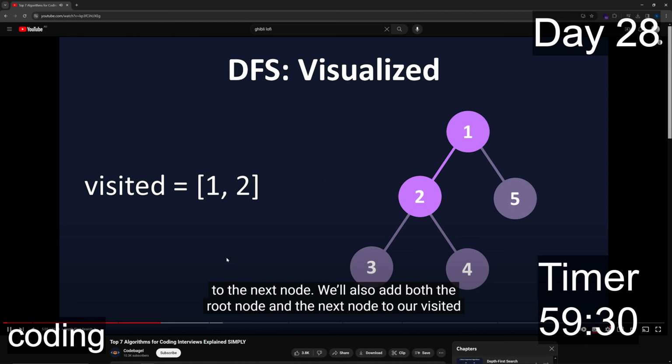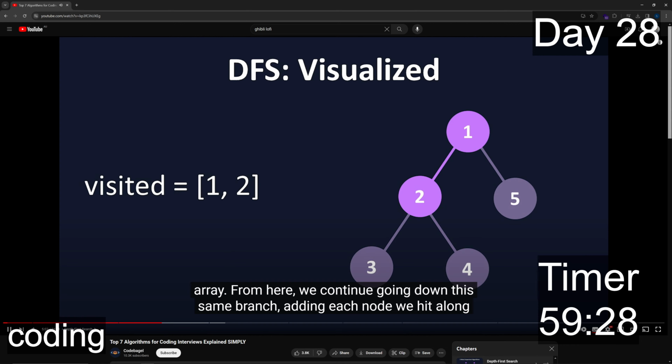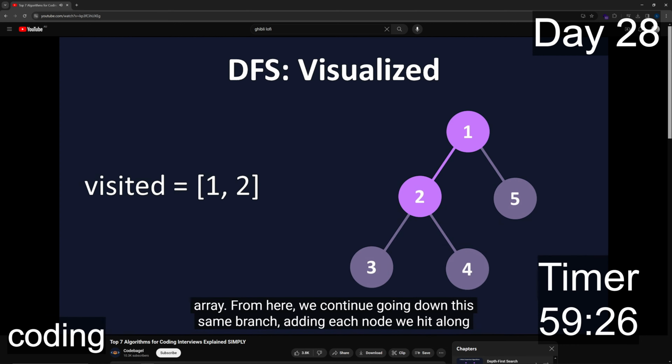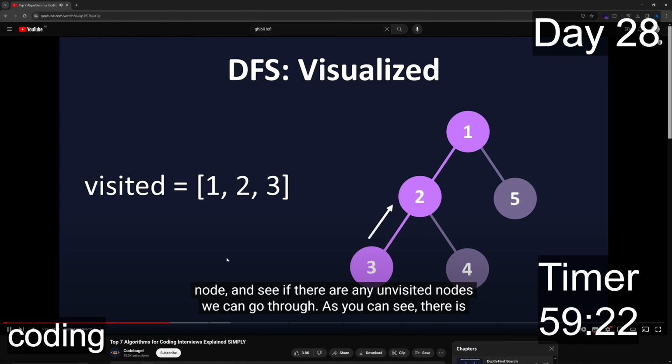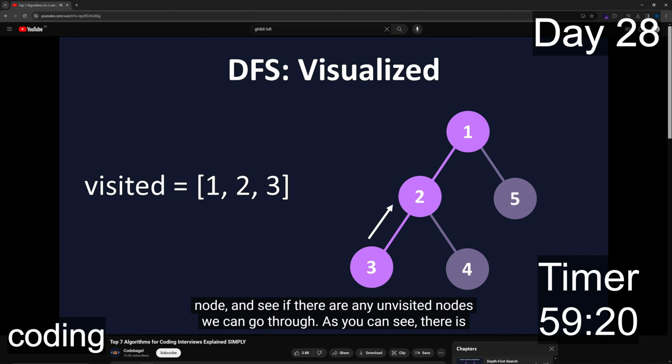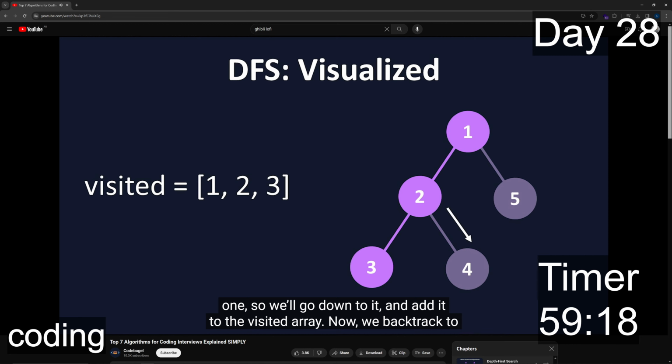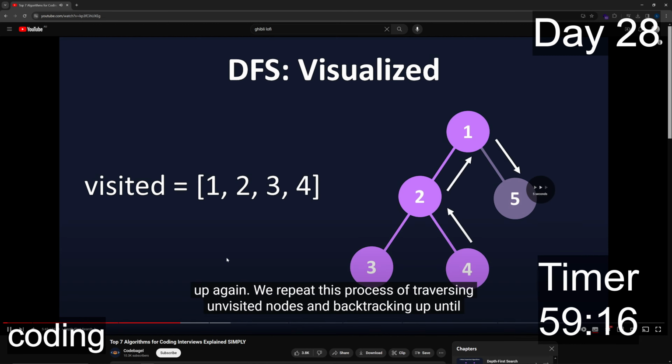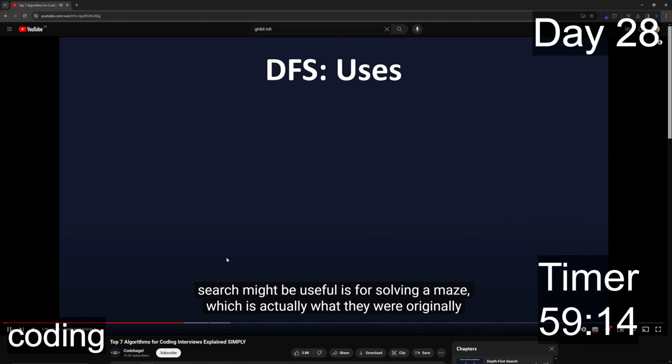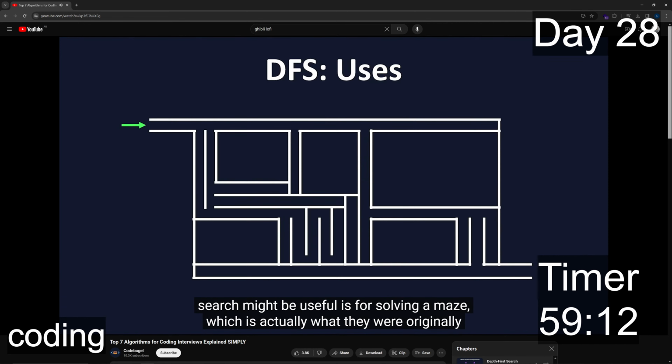Add the root node and the next node to our visited array. From here, we continue going down this same branch, the bottom, through. As you can see, there is one, so we'll go down to it and add it to the visited array. Another example of where depth first search might be useful is for solving a maze, which is actually where they were originally created for.